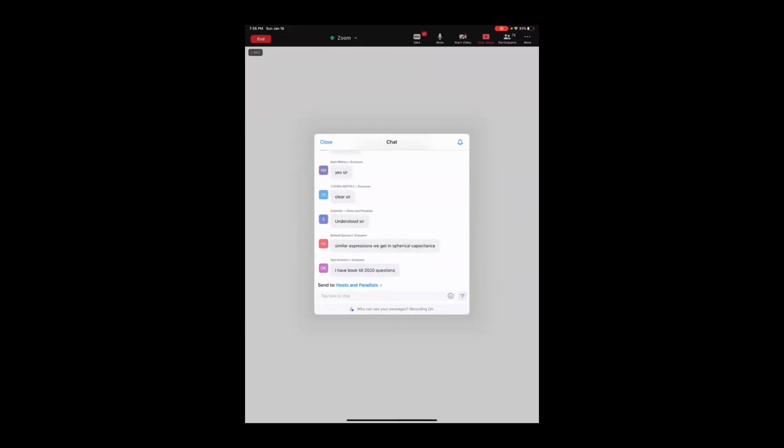Now you should solve it. Till 2020 is fine, no issues. Even 2019 is also fine, right? So book till 2020 only we need. For 21 we don't have the question. 21 also we had mains, right? That is okay. Just those 3-4 papers you can download from the internet and do.